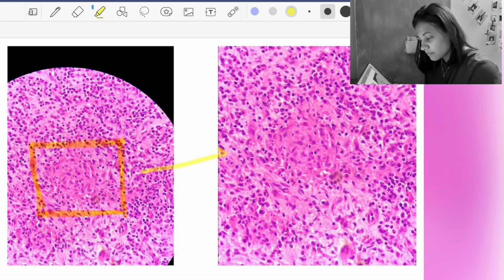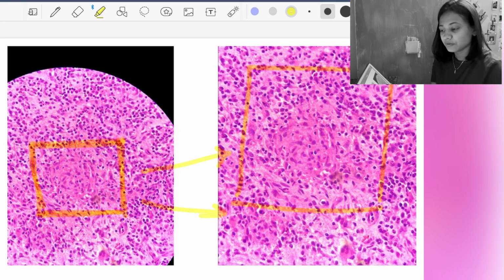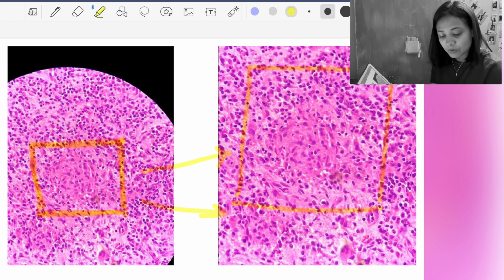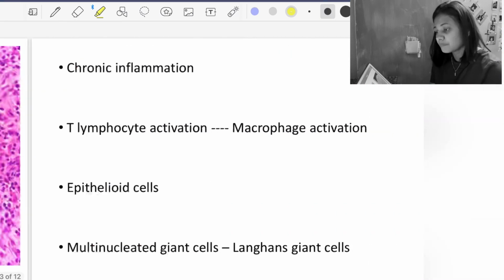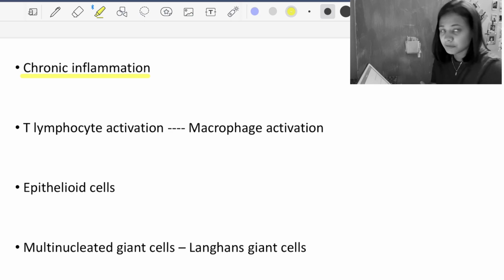A 40x view of this lesion is what we can see here. This is a granuloma. I know this might be difficult to identify histologically right now, but once we finish the topic, I'm sure everyone can identify this lesion. Coming to the topic proper: like I said before, it is a type of chronic inflammation known as granulomatous inflammation.